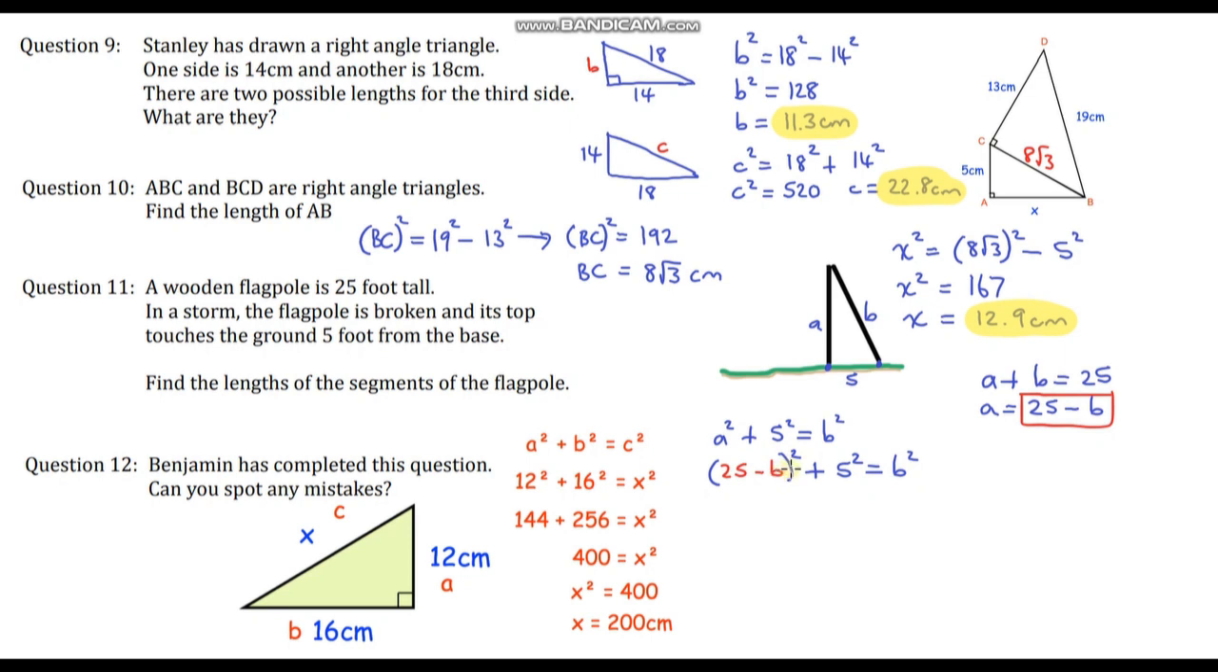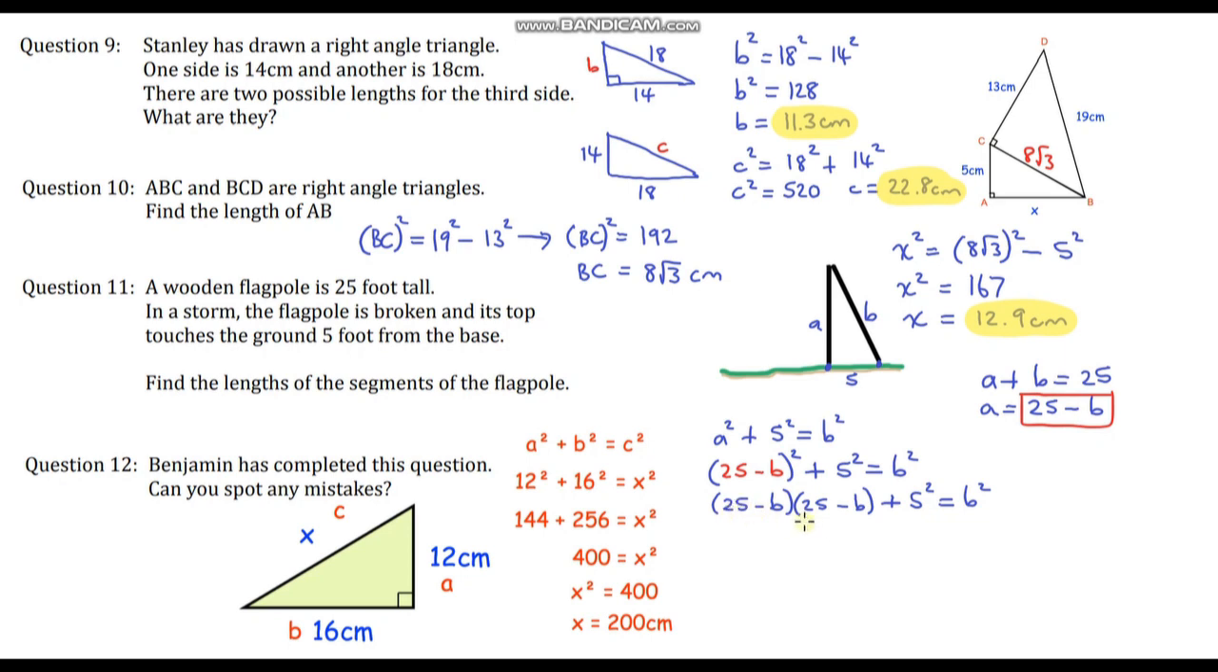We can solve for B. So what we've got over here, I'm just going to write this out in full. Essentially what this is, 25 minus B times 25 minus B, and then plus 5 squared, that equals B squared. So now we've got some double brackets if we expand these brackets.